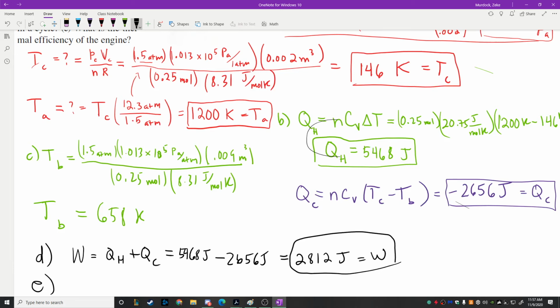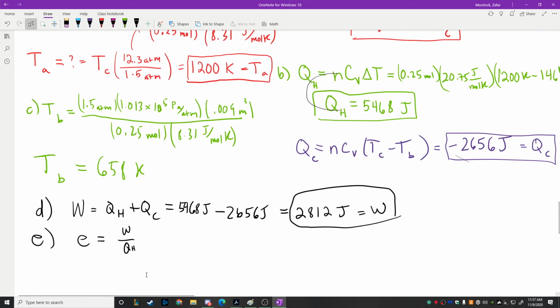And then finally, part E wants us to find the efficiency, which is really easy. We've already calculated all the things we need to do this. The efficiency is QH divided by, no, other way around, sorry. It's the work done divided by the energy that came in. So then this is going to be equal to 2812 divided by QH, which is 5468. We don't really need to write units for this because they're both joules. So if I do 2812, I got about 50%. I still got 50%, so 51% is the efficiency.